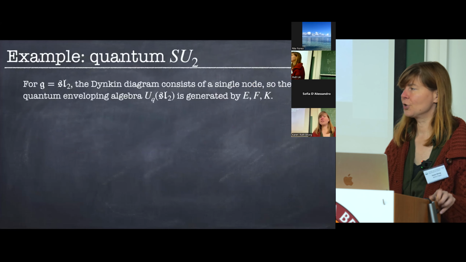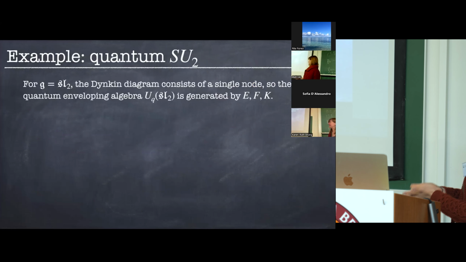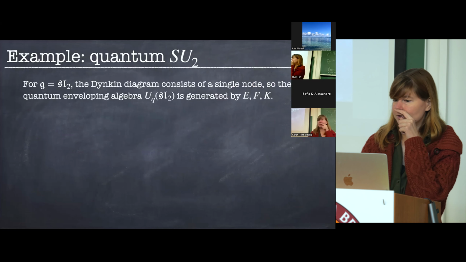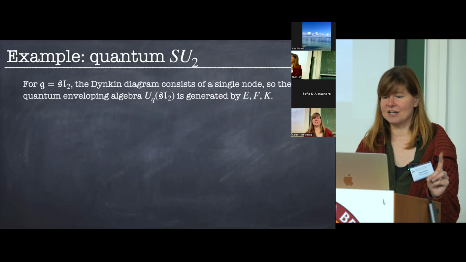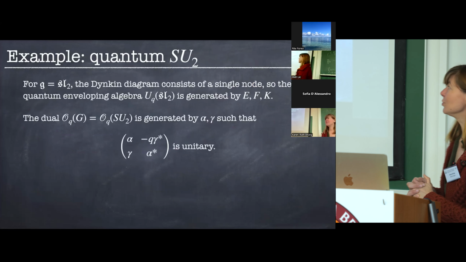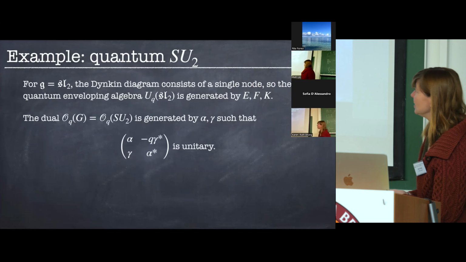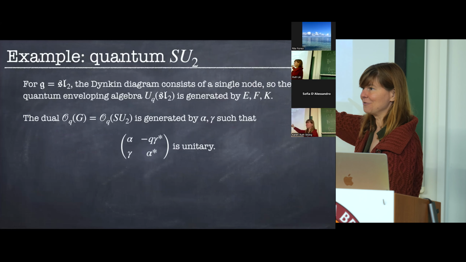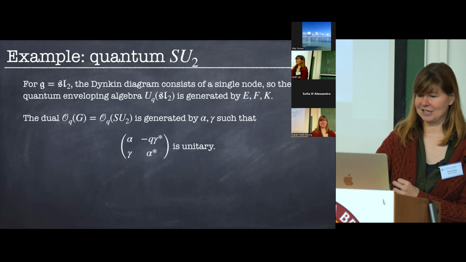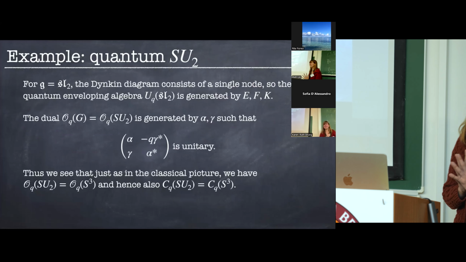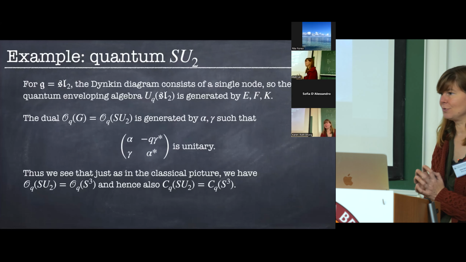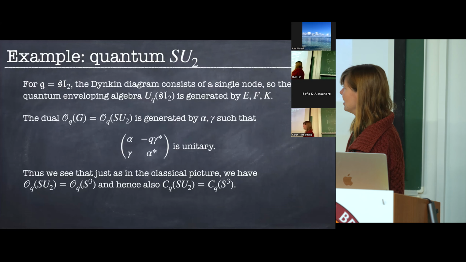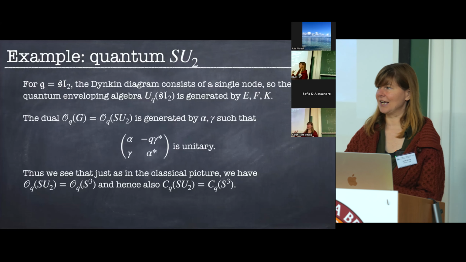Okay, so here's an example. Take SL2. The Dynkin diagram is just a single node, which means the quantum enveloping algebra is just generated by 3 elements, E, F, and K. And its dual turns out to be generated by an alpha and gamma, subject to the relation that this is a unitary matrix. So this probably looks familiar, and indeed we see that just as in the classical picture, we get this isomorphism between quantum SU2 and quantum S3. This holds at the level of both the coordinate algebra and its C star completion.